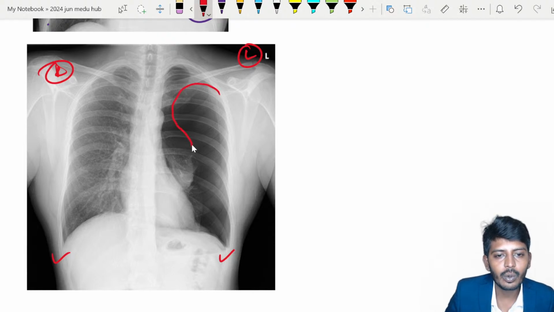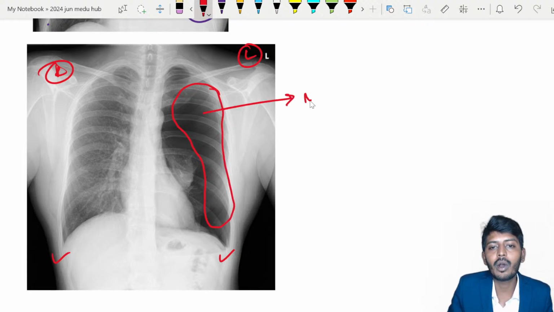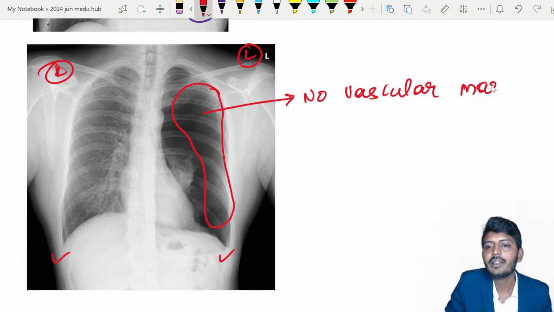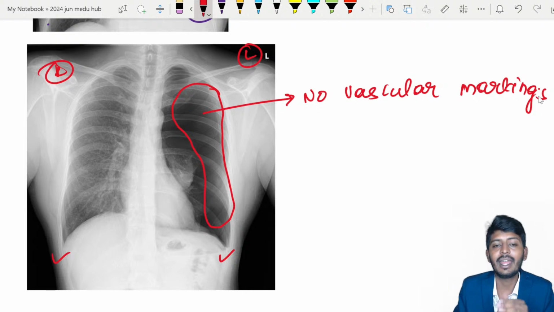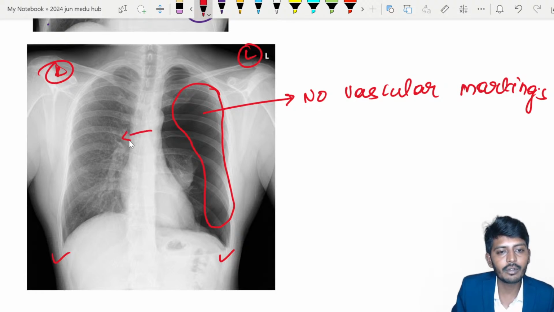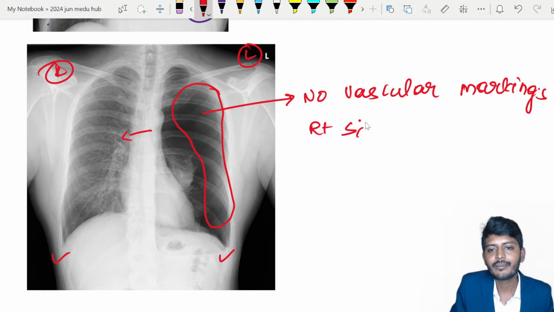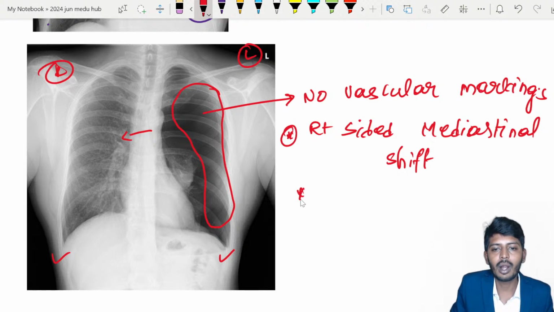On the left side, if you notice here, this area is a jet black color. Jet black color means there are no bronchovascular markings. What are they called? No vascular markings. Sir, if there are no vascular markings, then what does it mean? If there is no vascular marking, and if you notice, the mediastinum is also shifting, a right-sided mediastinal shift can be present. Apart from the right-sided mediastinal shift, what else is noticeable in this image?